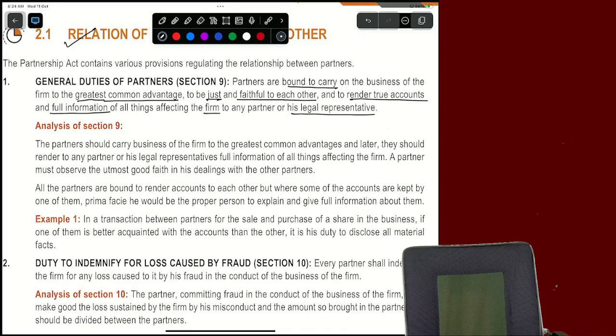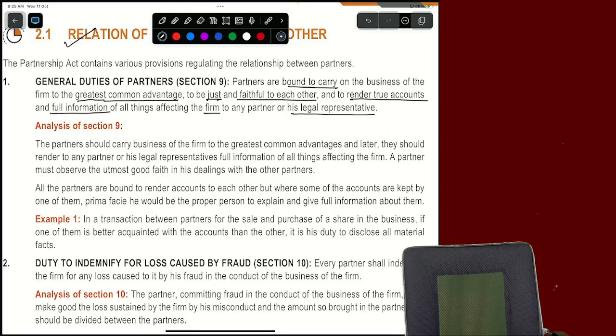Read here, everyone: render true accounts and full information of all the things. Because there is a concept of silent partner, we also call that person a sleeping partner. Every partner need not be active. Say 30 partners are there, 20 can be sleeping, correct? That means they are not participating in the activities. Then how will they know what is happening inside the partnership? Therefore, you should prepare proper books of accounts and give them on a regular basis. Therefore, render true accounts and full information of all the things affecting the firm.